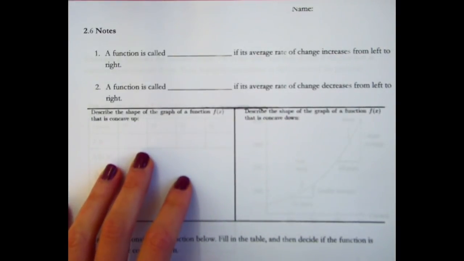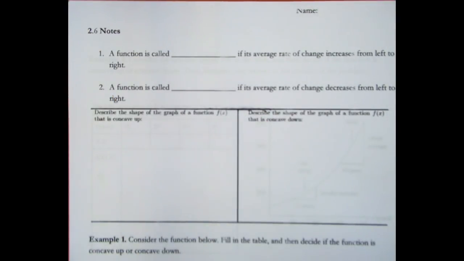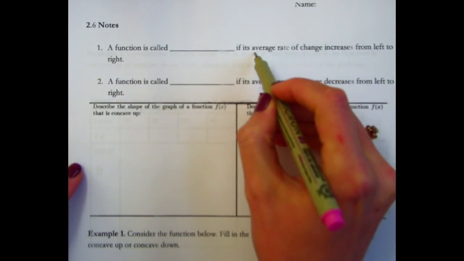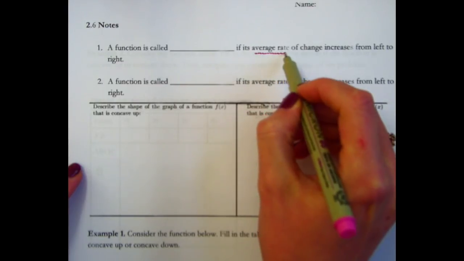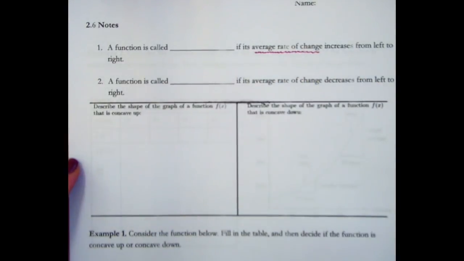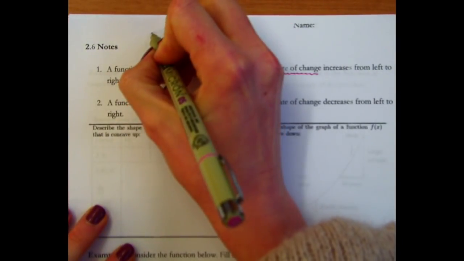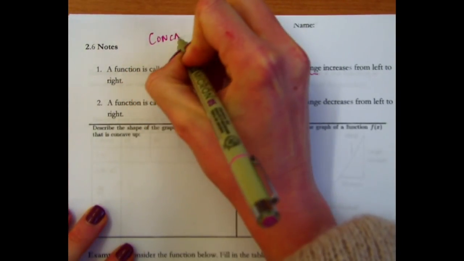Okay, hello pre-calculus scholars. Today's notes are going to start on page 5 of your handout where it says 2.6 notes at the top. So these notes, we're going to connect what we did at the beginning of class today, which had to do with average rate of change. And we're going to connect this idea to the culmination, the end point of Unit 2 and of the semester, which is this big idea of concavity. So all of today's notes are going to fall under this category of concavity.